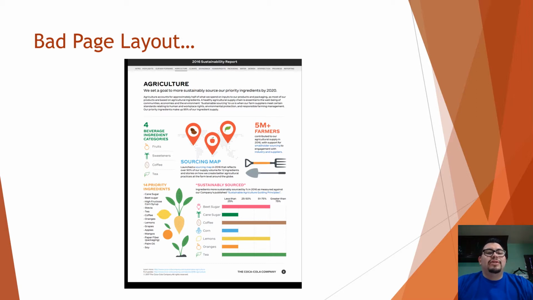But I felt this was one of the examples of a bad page layout. I only say this because if you look at the four beverage ingredients, not too much. I think that's a good start, but the sourcing map is very distracting. And then the agriculture above is so much of a paragraph trying to explain what their changes are that you start looking consistently at different places on this page, and I think this is a poor use of white space on the page.